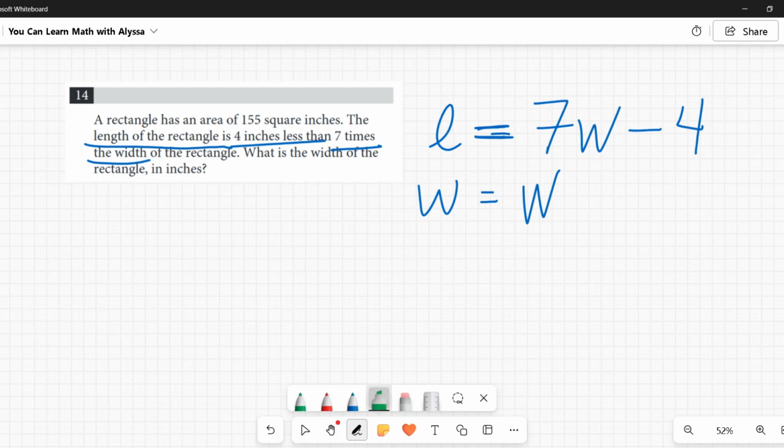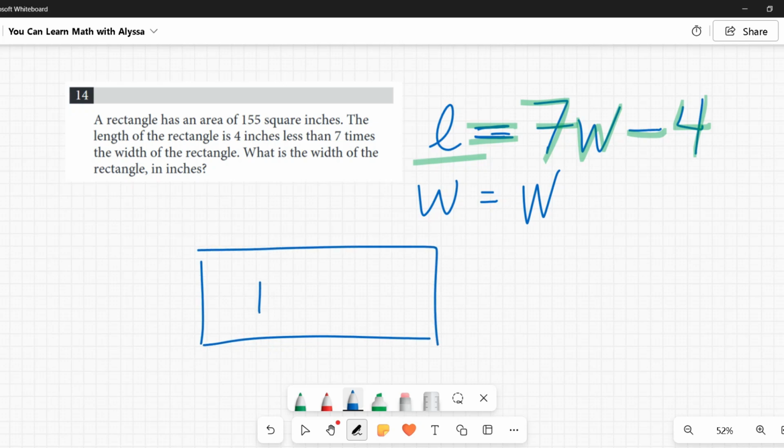So we're going to read this one more time to make sure that we wrote down our equation correctly. The length of the rectangle is 4 inches less than 7 times the width. There we go. Everything is represented. Now, this rectangle, we're told, had an area of 155 square inches.